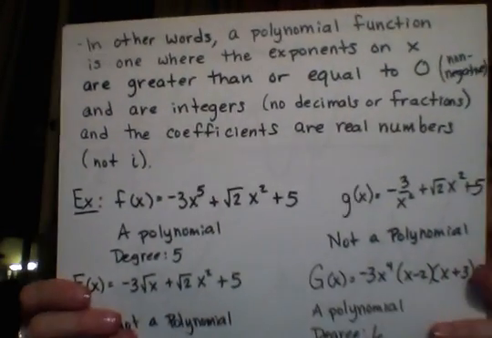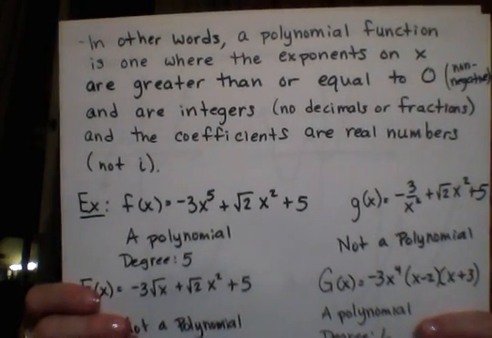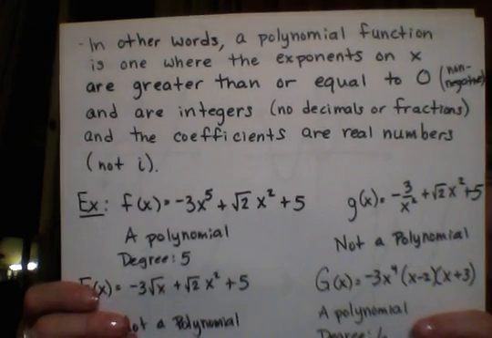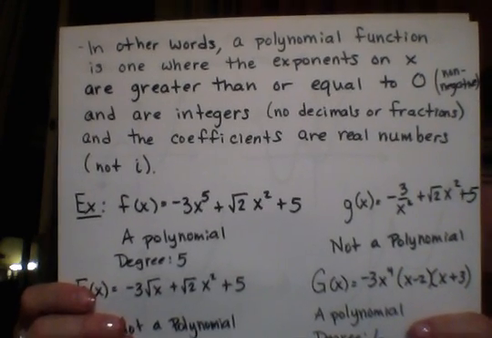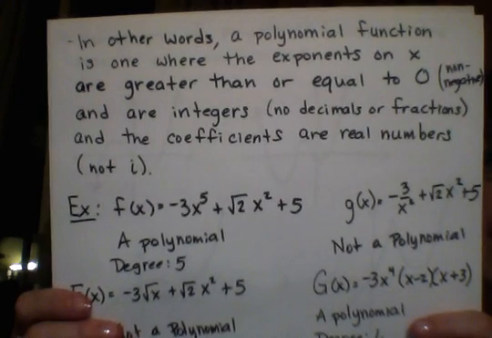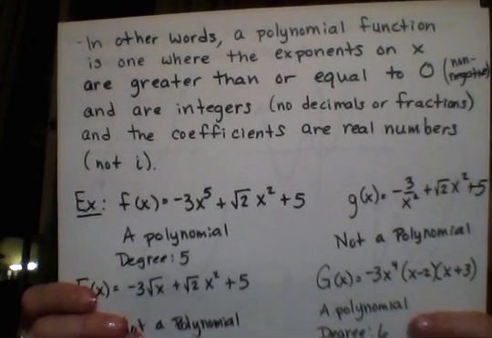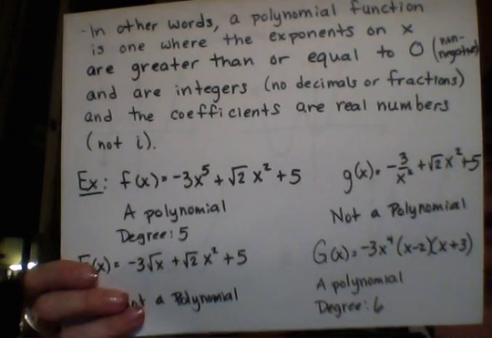Okay, what does that mean in other words, or maybe we might even say in English? Well, when we're talking about polynomial functions, we want one where the exponents on x are greater than or equal to 0, that's the non-negative part, and they are integers, meaning there are no decimals or fractions, and the coefficients are all real numbers, meaning they're not imaginary.